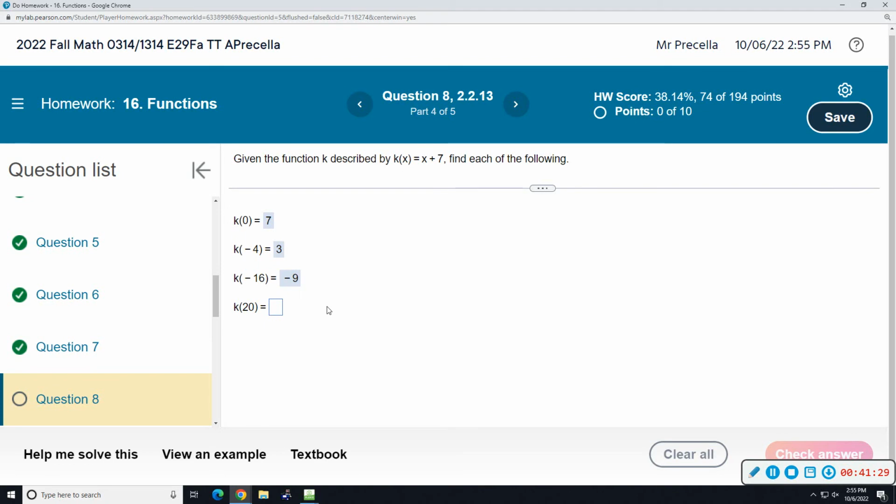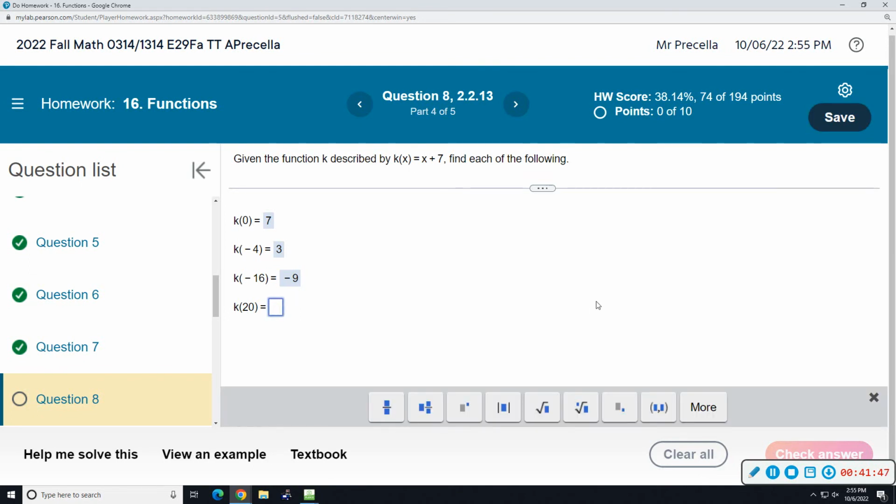K of 20. We'll be through with this problem soon. So replace x with 20, so 20 plus 7 equals 27. Okay, maybe I'm beating a dead horse at this point. You plug the 20 in for x. I'm not going to write it down. I'll just say 27. Now see where I'm getting 27?